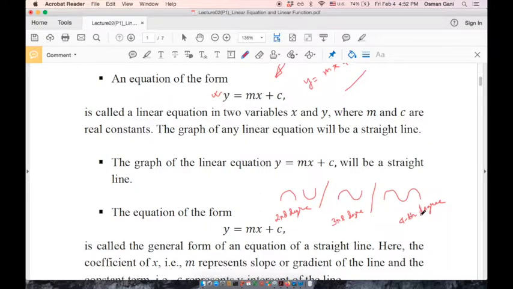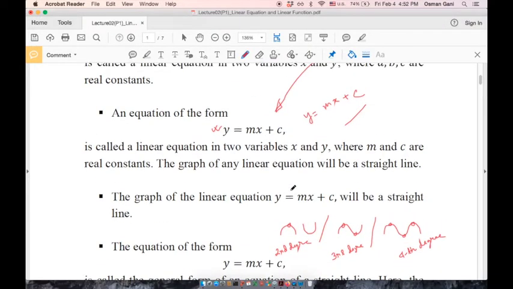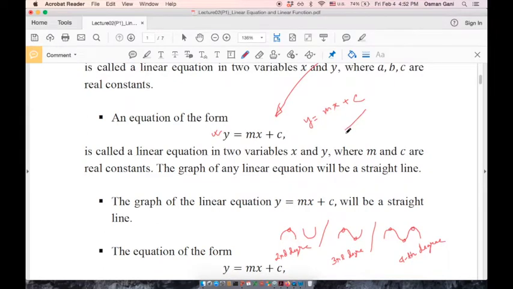When the equation is of fourth degree, then in the graph you will see three peaks. When it is third degree, you will get two peaks. When it is second degree, you will get only one peak. When it is first degree, there is no peak. You will just find a straight line. So the graph of a linear equation will be a straight line.